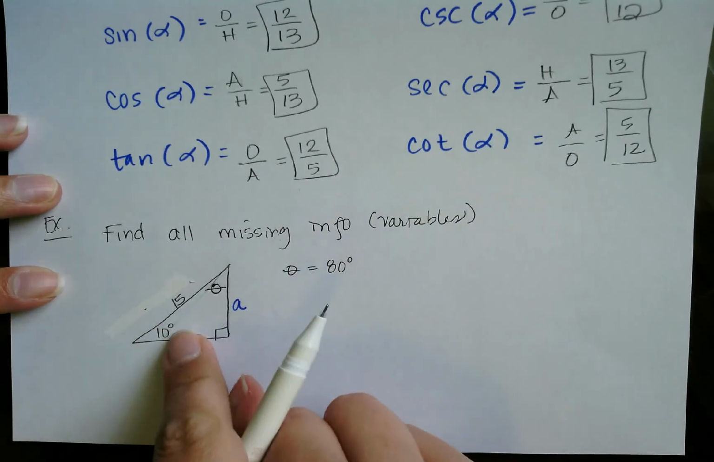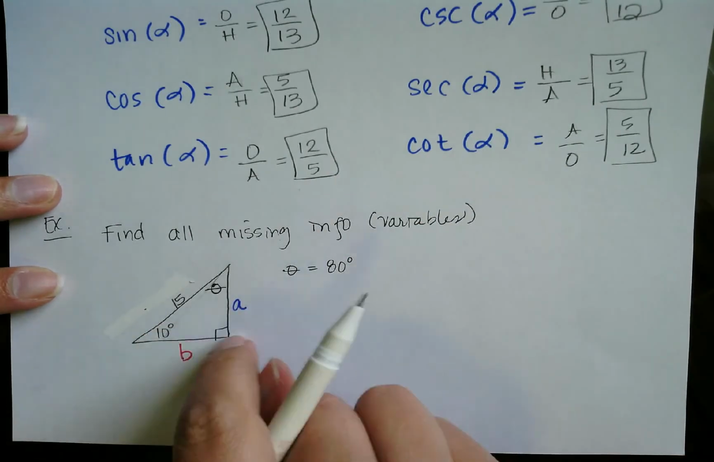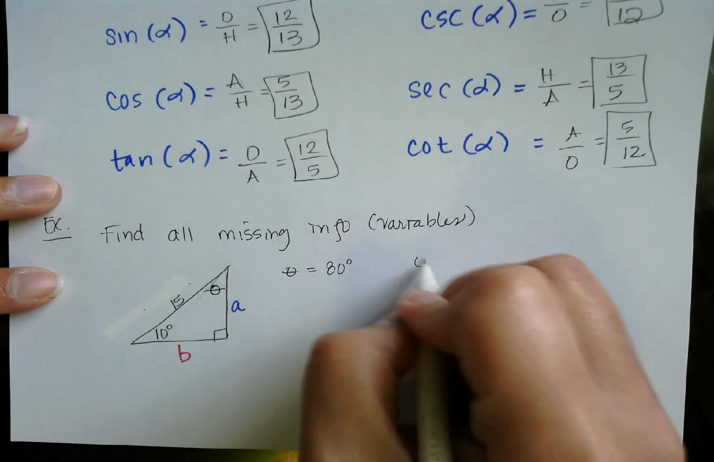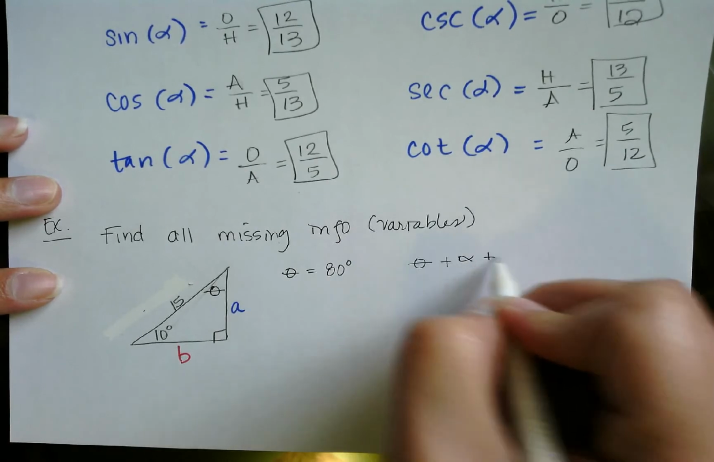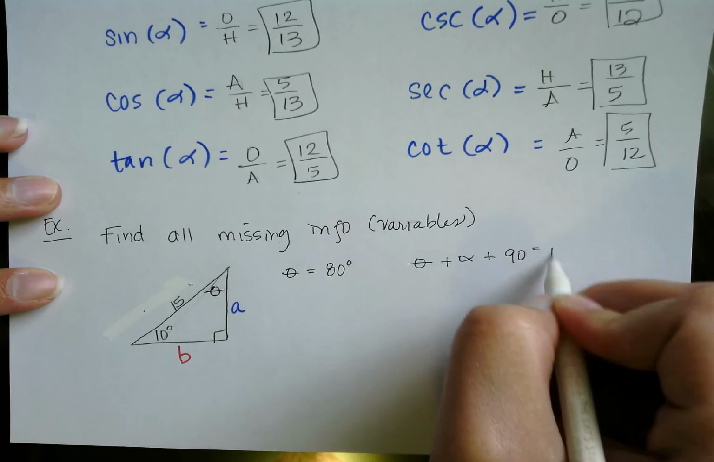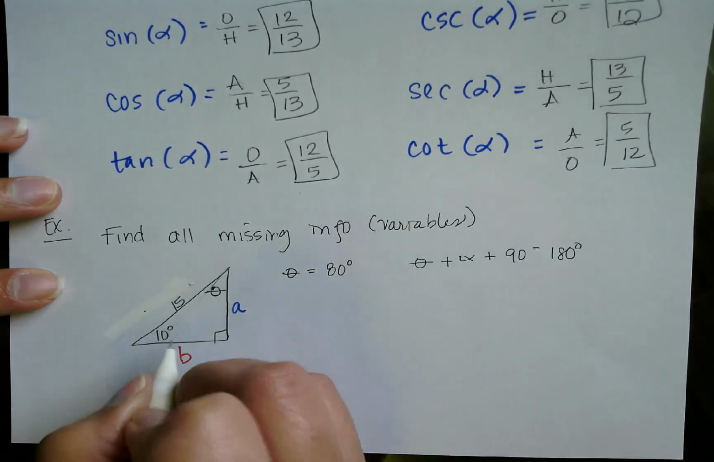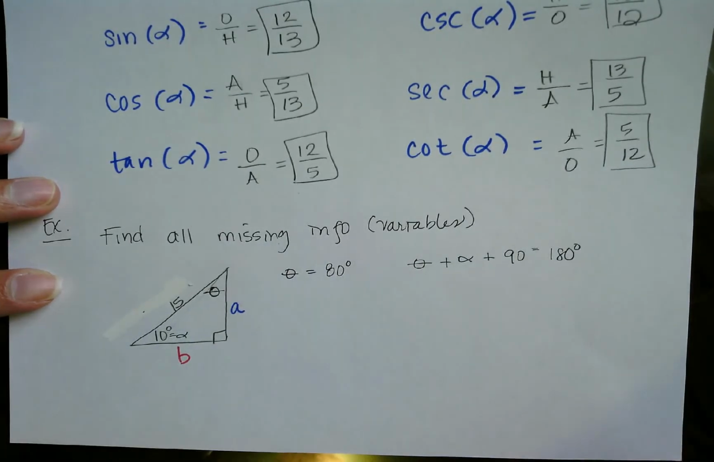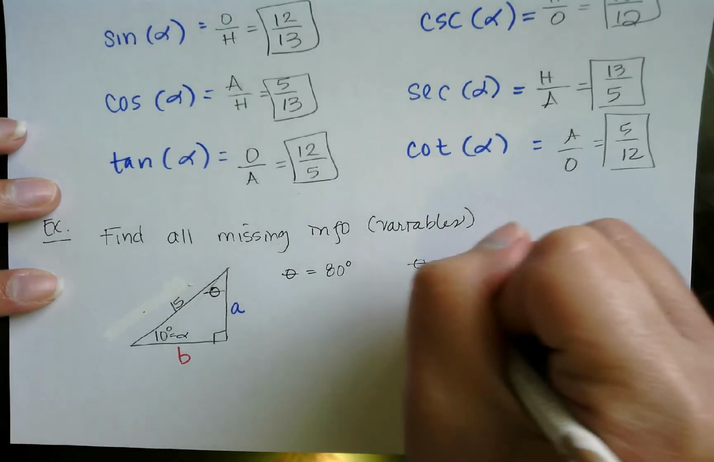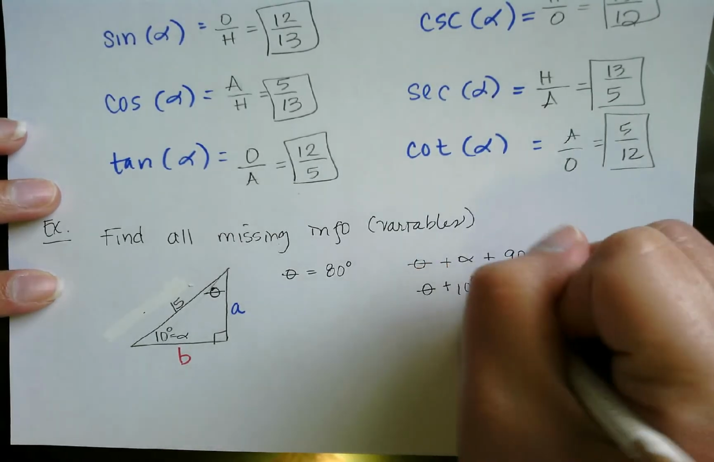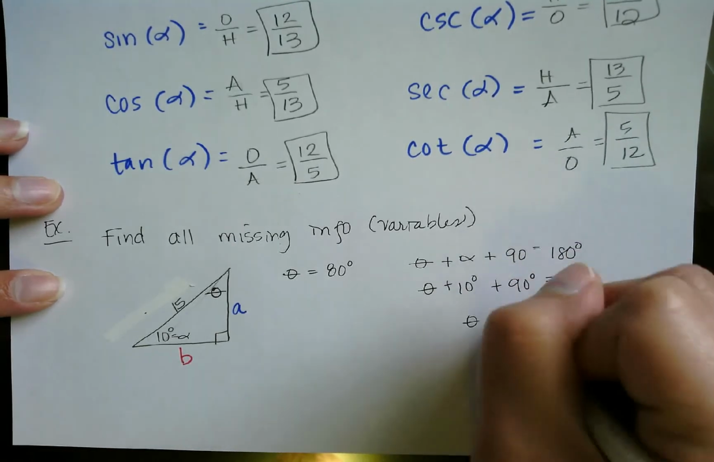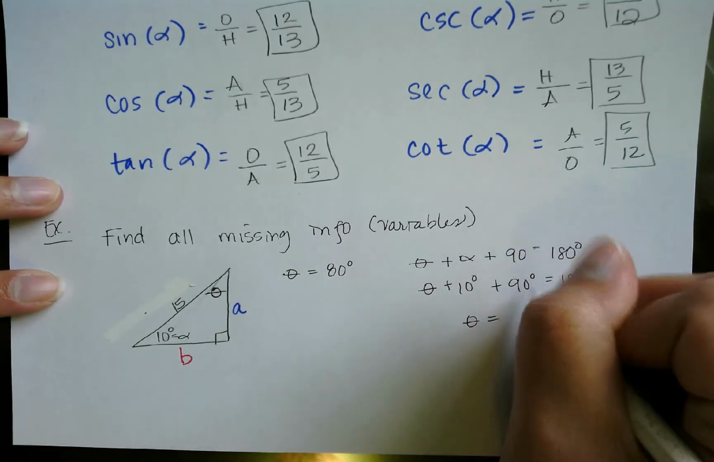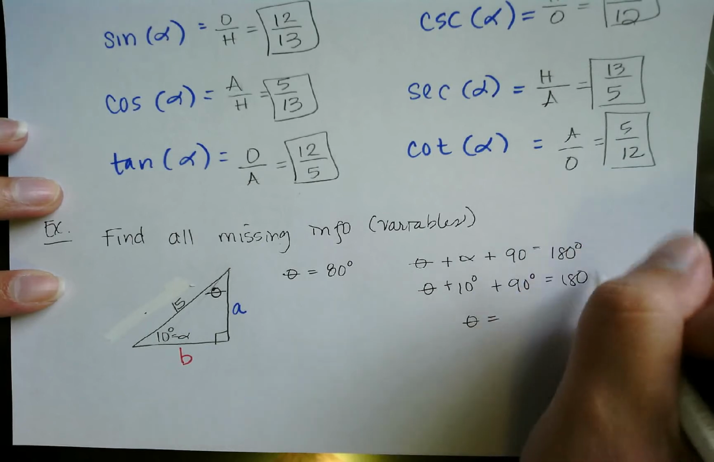So if I label these whatever, theta plus, I'm making it up, alpha plus 90 degrees, that has to equal 180 degrees. Okay, so I labeled this alpha. So theta plus 10 degrees plus 90 degrees equals 180. Theta, solve for theta, equals 100 minus 80 degrees.